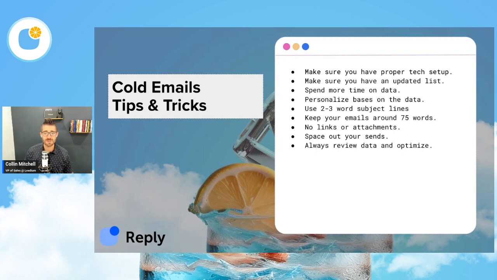Personalize your messages based on the data. Try to use 2 to 3 word subject lines and keep your emails around 75 words. No links or attachments in those emails. Space out your sends, right? So you don't want to send a bunch all at the same time. That's going to hurt you. And then always review your data and your performance and always be looking to optimize your emails. Those are a few things that I feel are some of the most important things to call out.